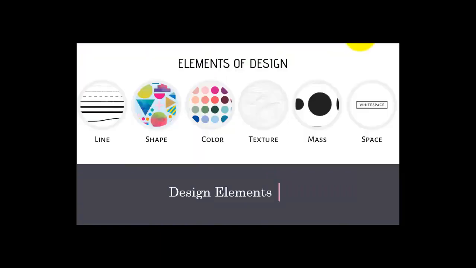So here are our 6 main elements of design, which are line, shape, color, texture, mass, and space. And I'm going to save you all those difficult definitions that you usually Google or search for, and I'm going to make it easier for you to understand.